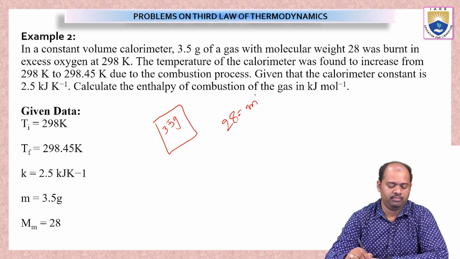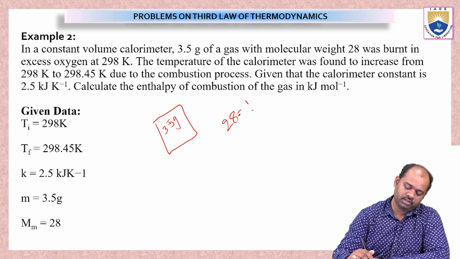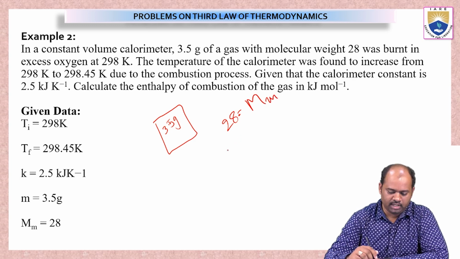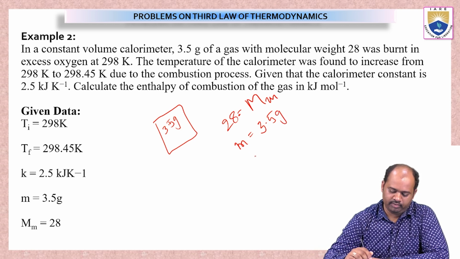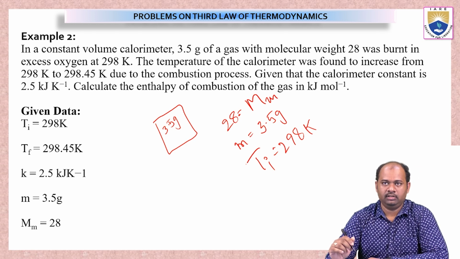So molecular weight is nothing but capital M, M is equal to 28, and the mass of the gas is small m is equal to 3.5 grams. Okay, and the temperature is also given. Temperature initial is equal to 298 Kelvin.